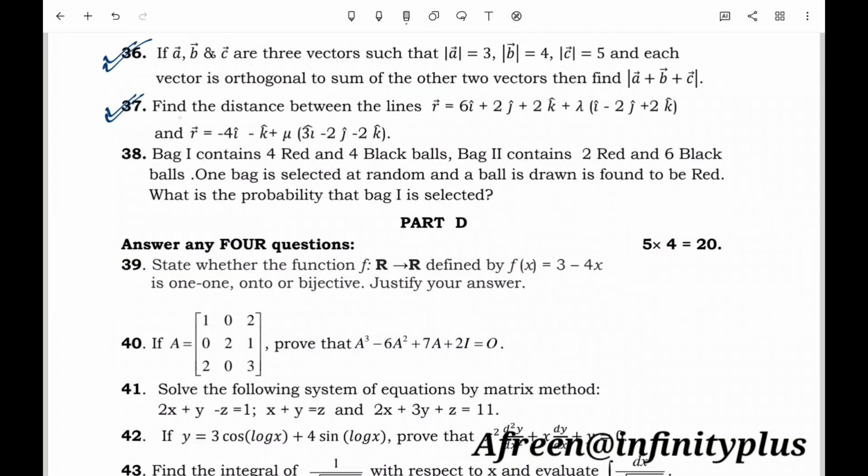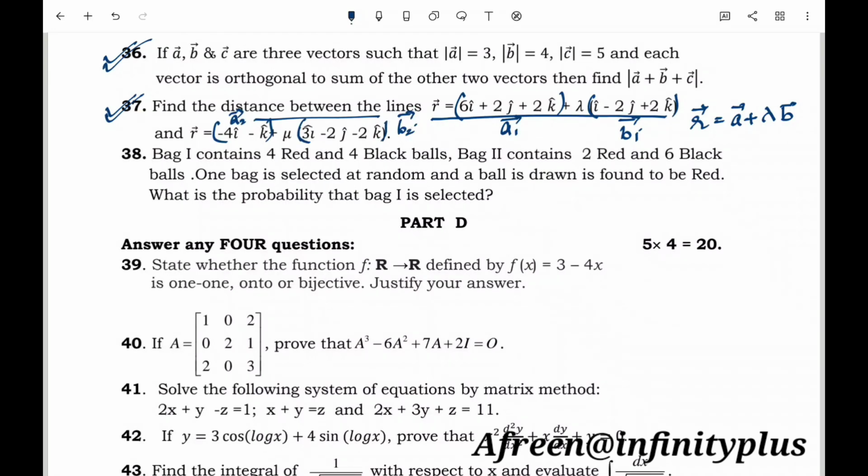So next question we are having, find the distance between the lines R is equal to 6i plus 2j plus 2k plus lambda into another vector. So you can observe that this R is equal to vectors, it is of the form equation of a line in vector form, which is R is equal to A plus lambda B vector. So this vector is A1 vector and this vector is B1 vector. In similar terms, they have given one more equation of a line which is having A2 vector as this one and this is the B2 vector. So let's find the distance between these two lines using the distance formula.